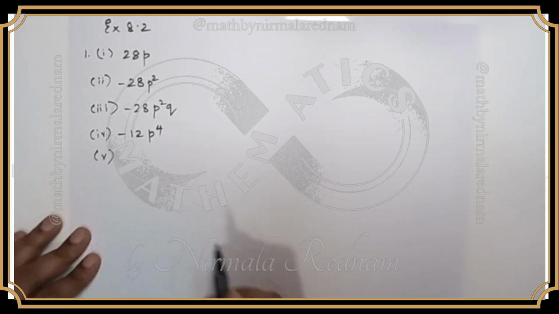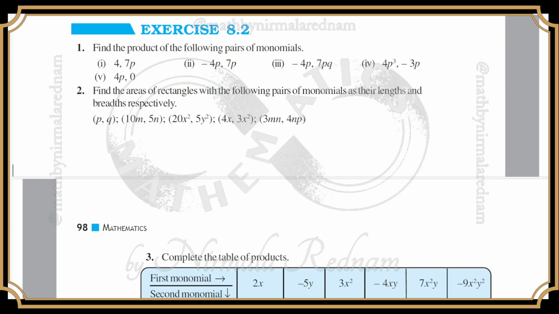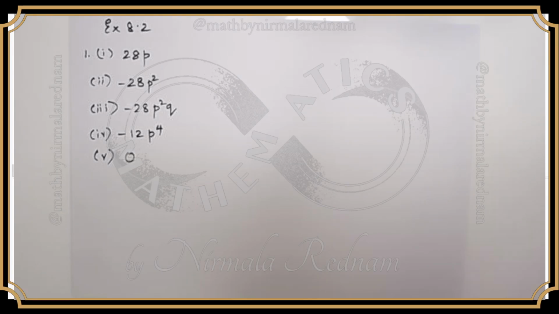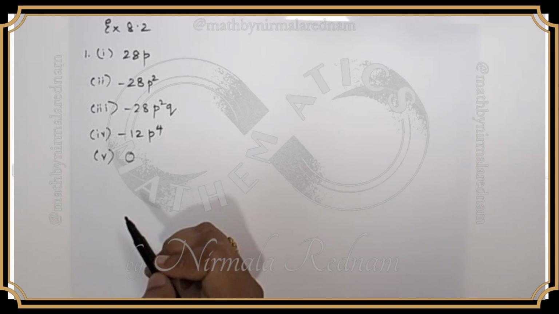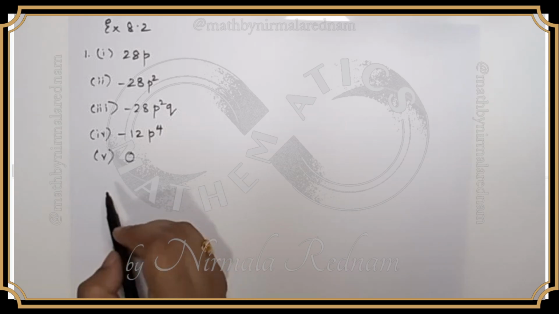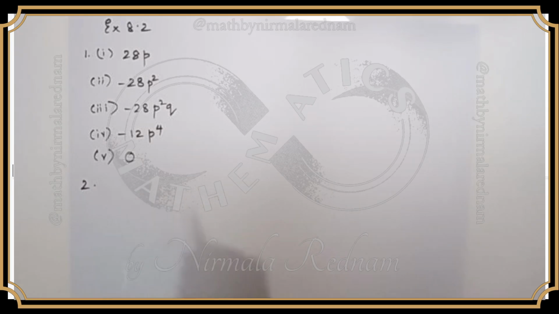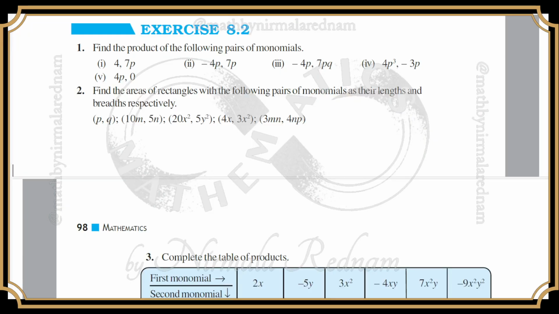And then the fifth one, they have given an expression 4p, a monomial, and then you're multiplying it with 0. Anything multiplied with 0 is going to give you a 0. So the answer here is going to be 0, right? So that is your first question in this exercise. Let's look at the second question.